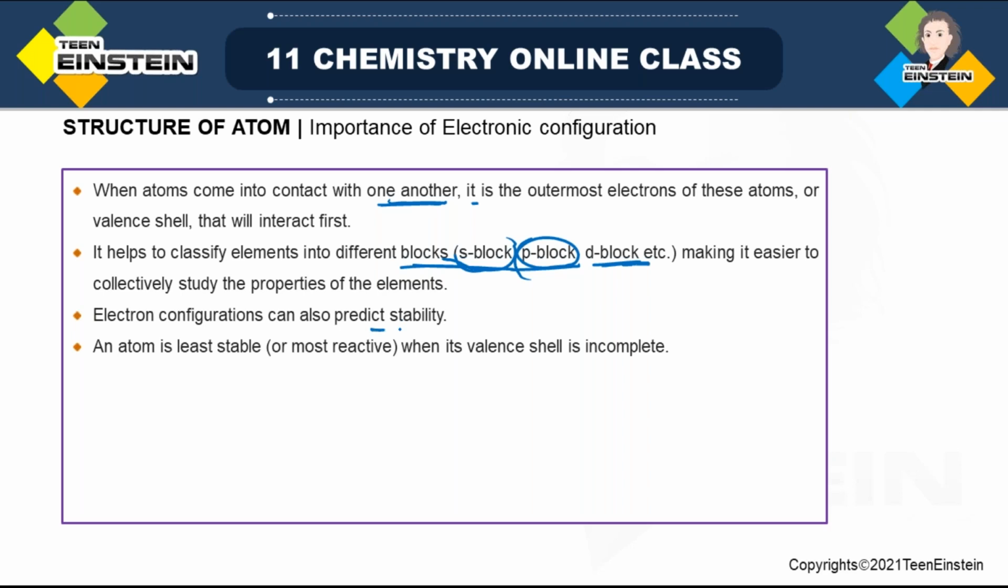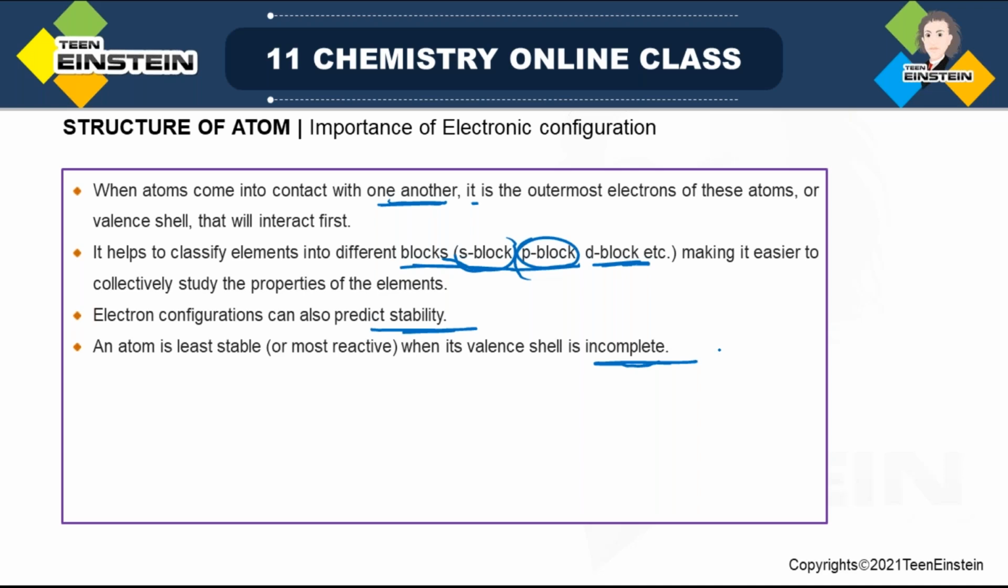Electronic configuration can predict stability, because an atom is least stable or most reactive when the valence shell is incomplete, and also when the valence shell is half filled. Suppose the p orbital has a maximum capacity of 6, but if it is half filled, it is 3. This half-filled configuration is also very stable. So if you can see the electronic configuration of the element, you can understand whether it will be stable or not.